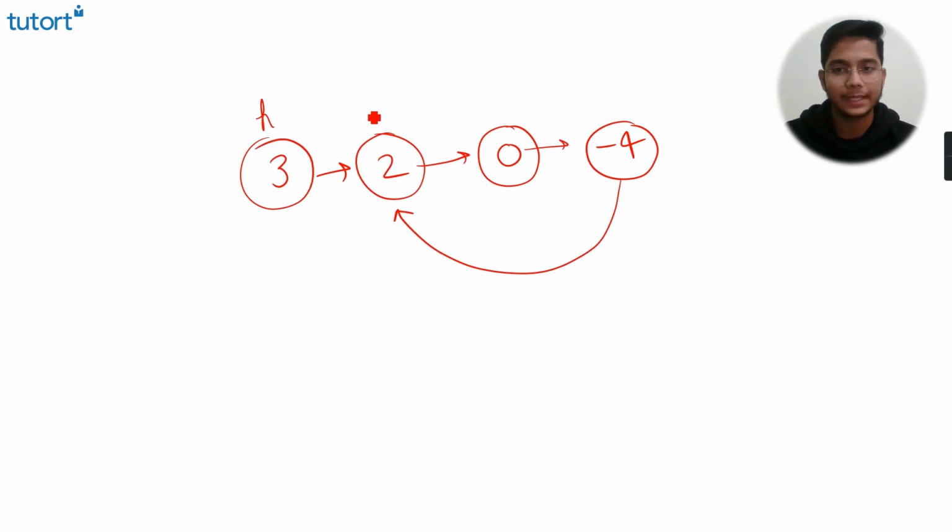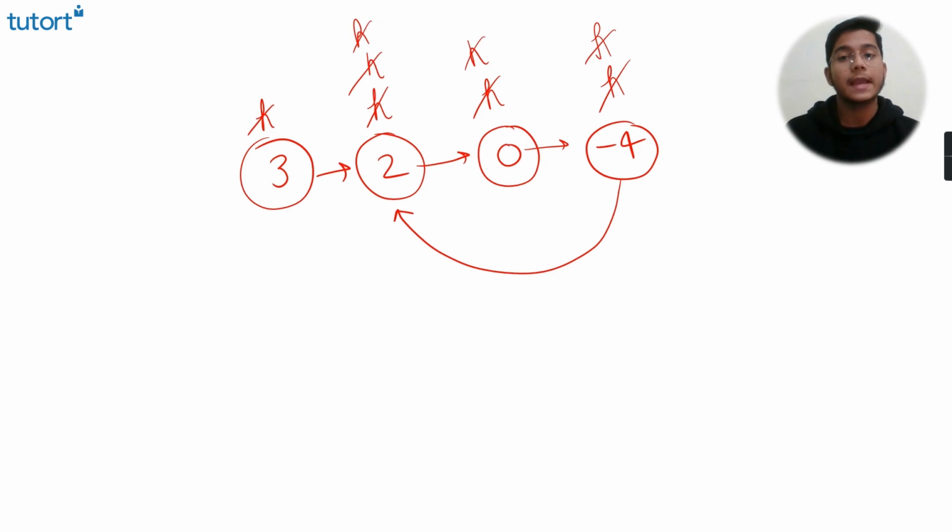When we move to next, the head will be here. When we move to next, the head will be here. When we move to the next, the head will be here, right? But after this, the head will again point to 2. After this, it will again point to 0. After this, it will again point to -4. After this, it will again point to 2. So here a loop condition is created, that we are stuck here. We are revolving here and here and here. So this is basically the loop condition in the given linked list, right?